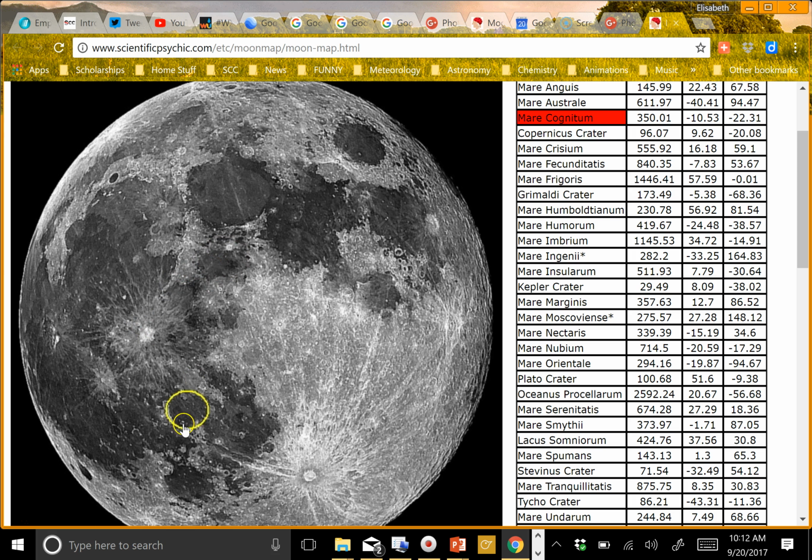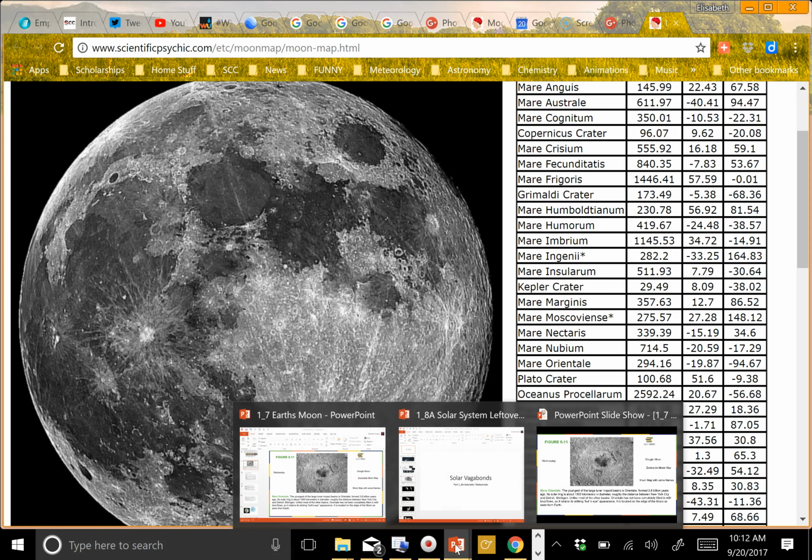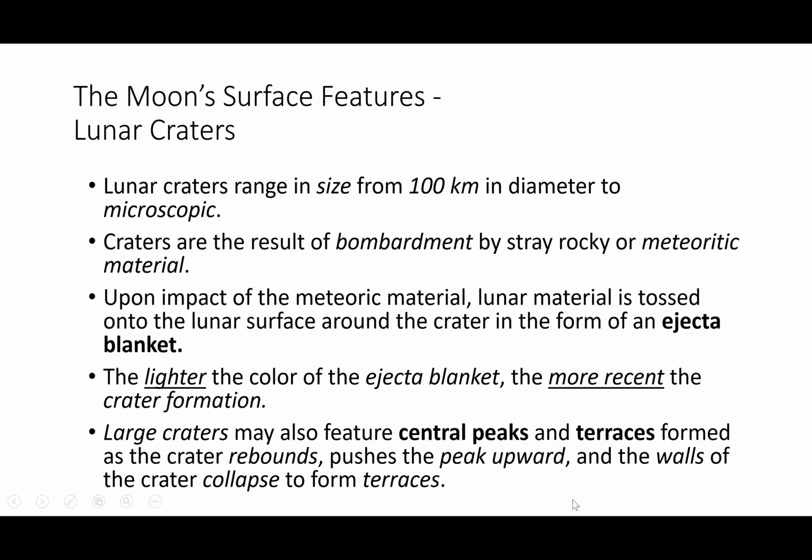So, a lot of digital resources out there. I feel like these next two slides, we've already kind of talked about some of these features. For instance, we talked about ejecta blanket. Tycho has a big ejecta blanket. The lighter the color, like Tycho's stuff around it is so light, that means it's relatively recent. We talked about central peaks, I call those belly buttons, okay? Central peaks in the middle of craters, and then the terracing happens.